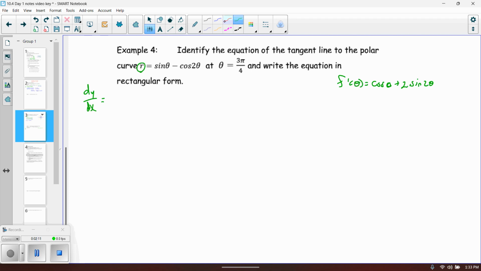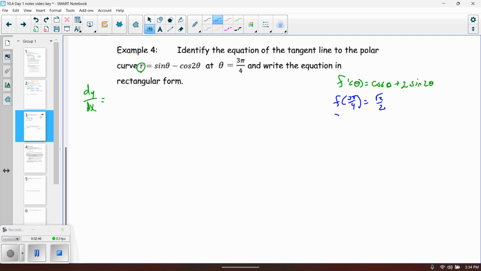and let's see what we get. So let's do f of 3 pi over 4, which might make it a little easier later. If we plug in 3 pi over 4, we're going to get sine of 3 pi over 4, which is root 2 over 2, minus cosine of 2 times 3 pi over 4, so that's 3 pi halves. Cosine of 3 pi over 2 is 0. So really, that's just going to be root 2 over 2. Okay, that's kind of nice.